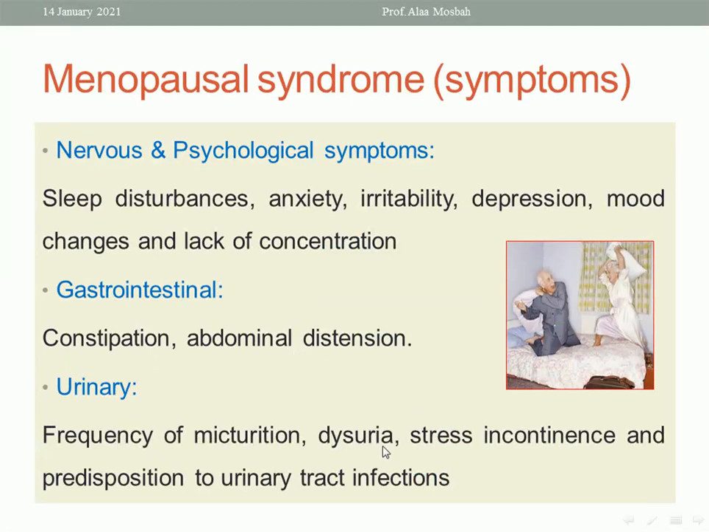So, what about the nervous and psychological symptoms? There is irritability, depression, mood changes, lack of concentration, sleep disturbances. The GIT changes that may happen in postmenopause may be abdominal distension, constipation. The urinary changes include frequency of micturition, stress incontinence or urge incontinence, dysuria, more liability for urinary tract infection.